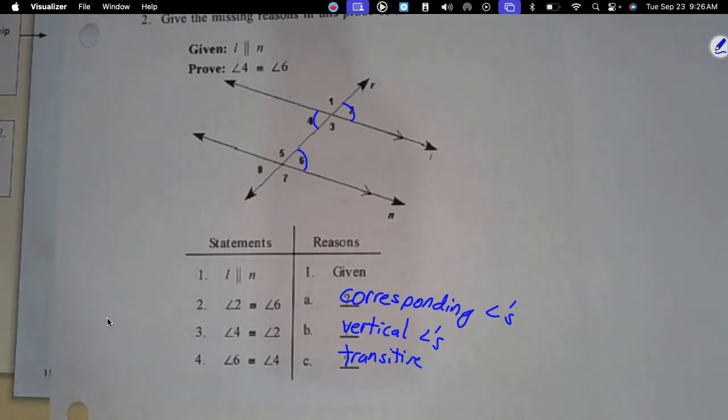There you go. How was that one? Was that one bad? That one wasn't near as bad, was it? No. Okay, so you just proved that alternate interior angles are congruent.